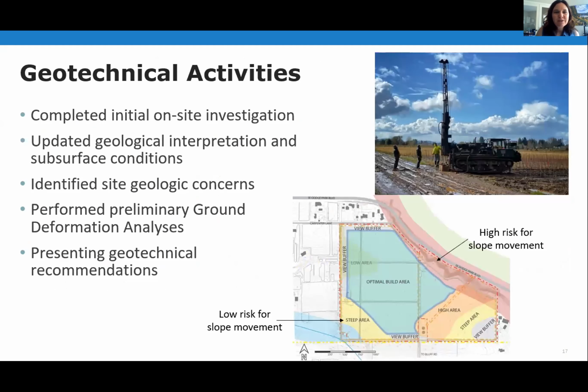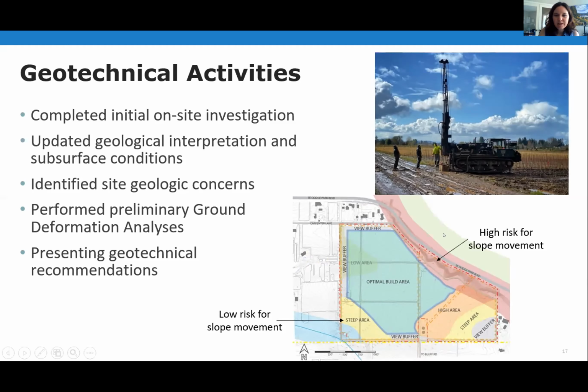All right, in terms of geotechnical activities, we've completed our initial on-site investigation. We have an updated geological interpretation and subsurface conditions identified. We've identified the site geologic concerns. We've performed our preliminary ground deformation analyses, and they are presenting the geotechnical recommendations to the Water Bureau and our Geotechnical Technical Advisory Committee, the GTAC, right now.